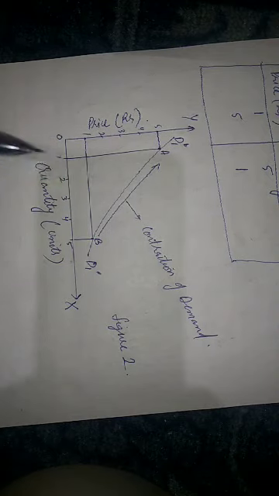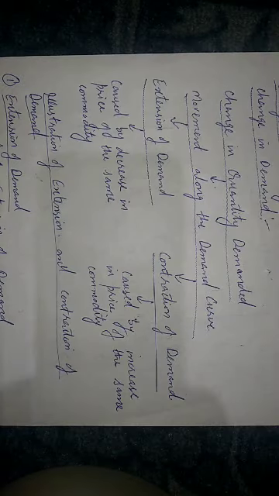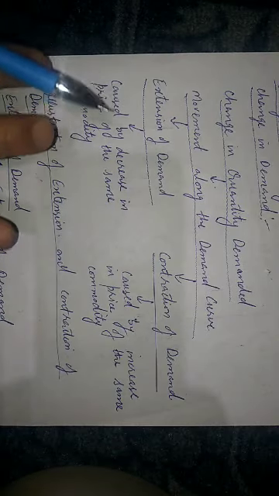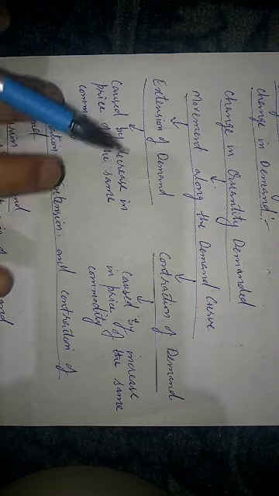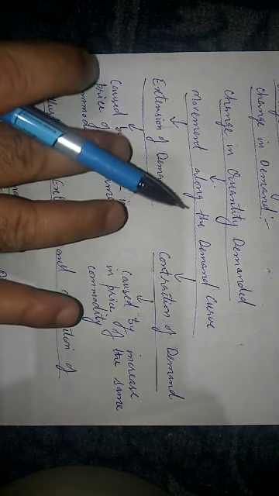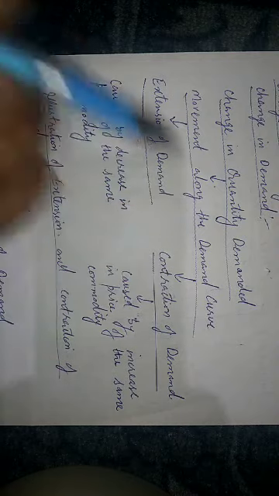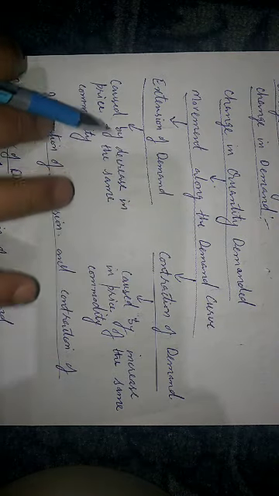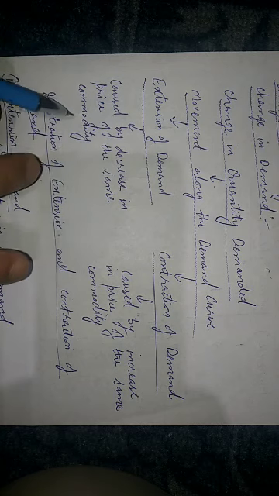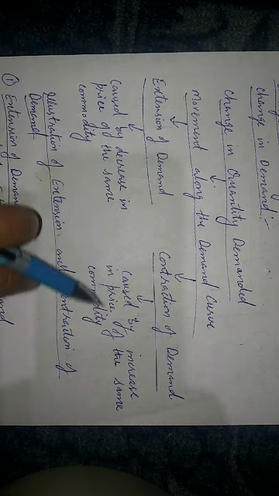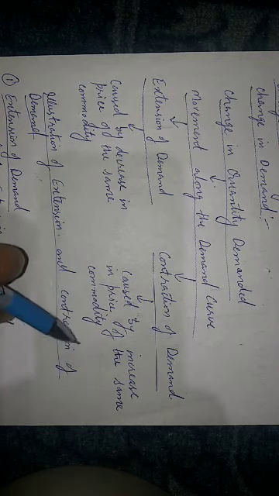So now you have learned that a movement along a demand curve takes place when there is a change in the quantity demanded due to a change in the commodity's own price, and extension of demand is caused by decrease in price of the same commodity, and the contraction of demand is caused by the increase in the price of the same commodity.